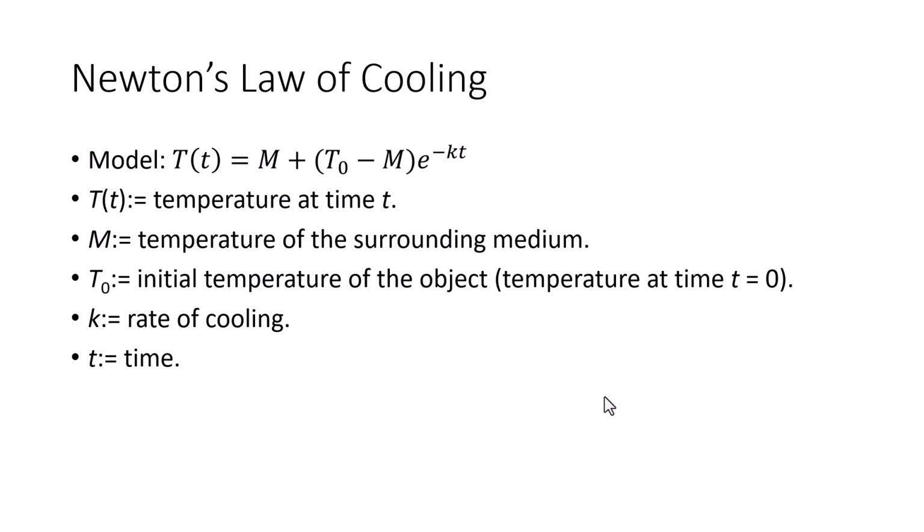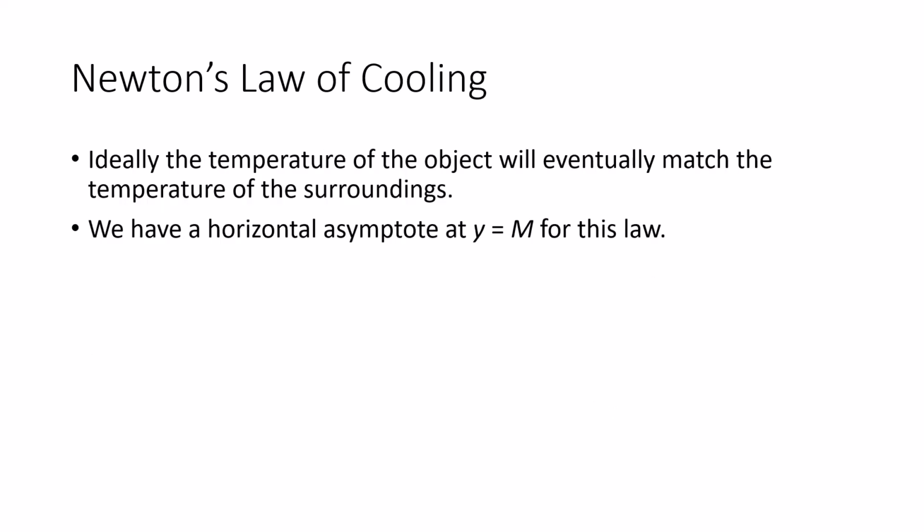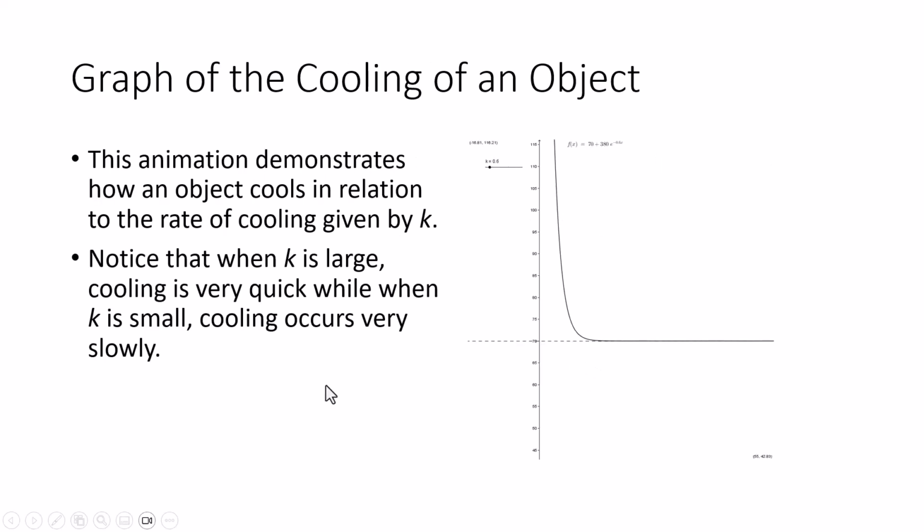And t is time. Now, ideally, the temperature of the object will eventually match the temperature of the surroundings. Under this consideration, we will have mathematically a horizontal asymptote at y equal m for this law. So the graph of cooling an object would behave something similar to what we see on the right. So here we're saying that as we increase the rate of cooling for the object, then the curve itself gets closer to that surroundings temperature very, very quickly. And this is the goal of the animation.